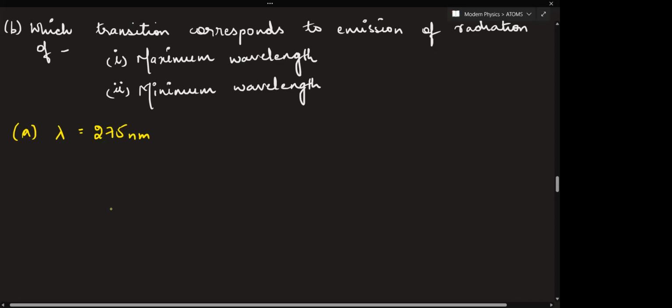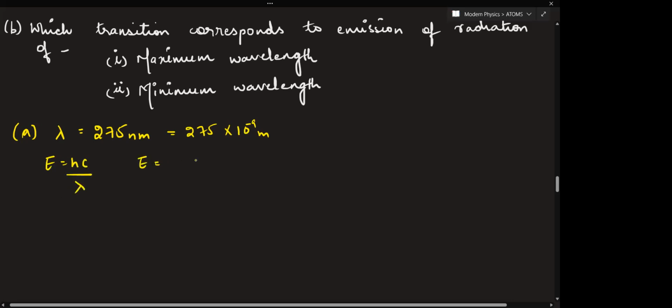So first, wavelength into 10 raised to minus 9 meter. Yes, that I understand. Now the step. This is the conversion of the wavelength. Then we'll find the energy value. Energy value, right? So E is equal to hc by lambda.